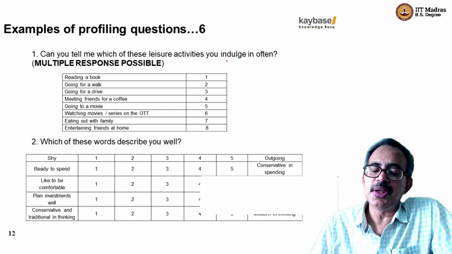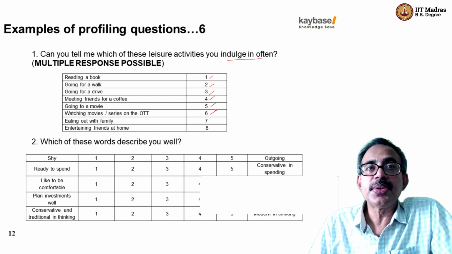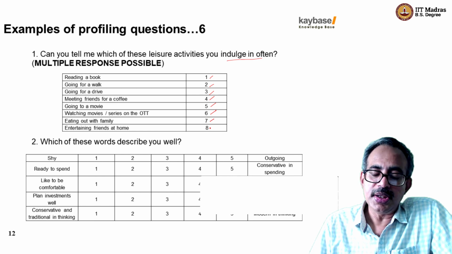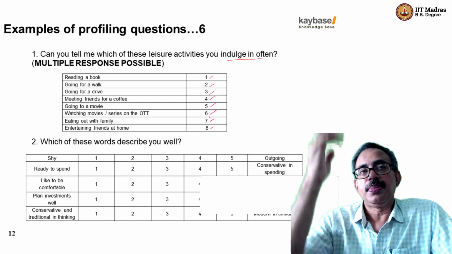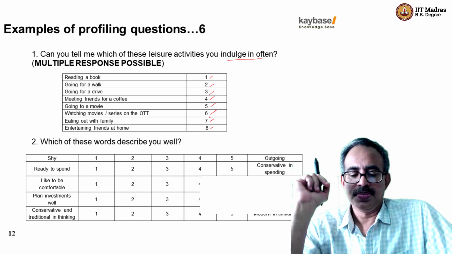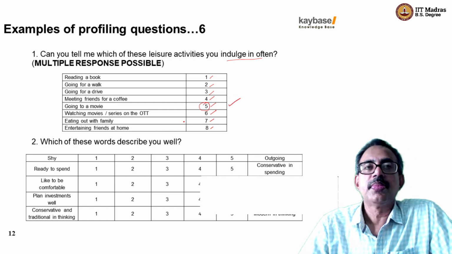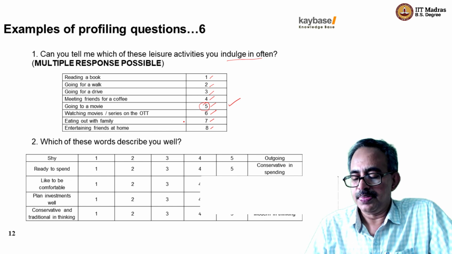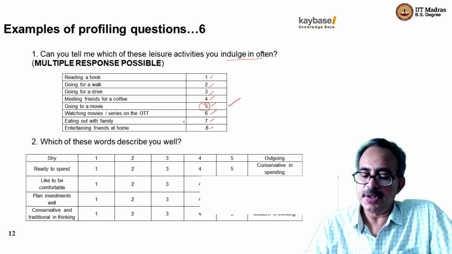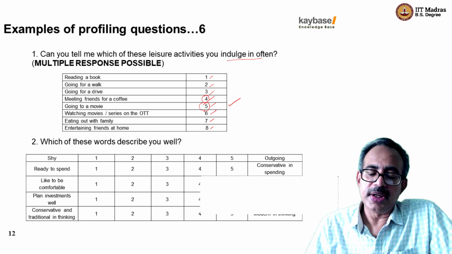Which of these leisure activities do you indulge in often? Reading a book, going for a walk, going for a drive, meeting friends for a coffee, going to a movie, watching movies or series on OTT, eating out with family, entertaining friends at home. Which of these do you do often? And you have to answer loudly. Going to a movie. You go to a movie. Okay. What else do you do often? Meeting friends for a coffee. Okay. Watching movie series on the OTT. Okay.